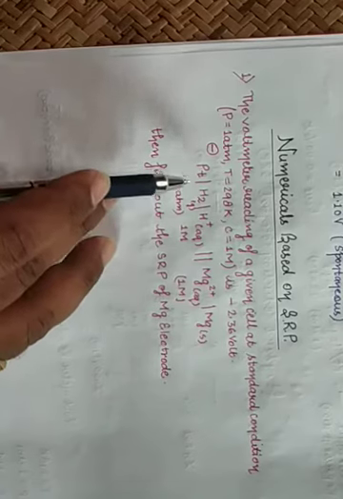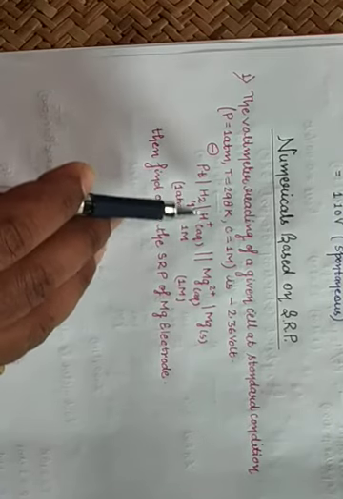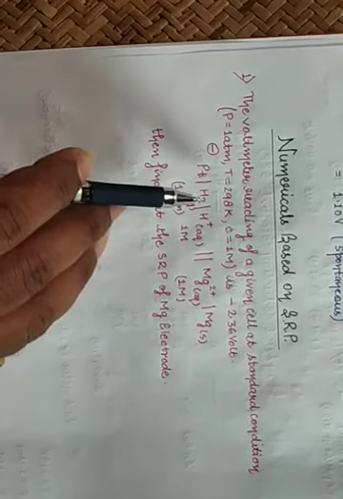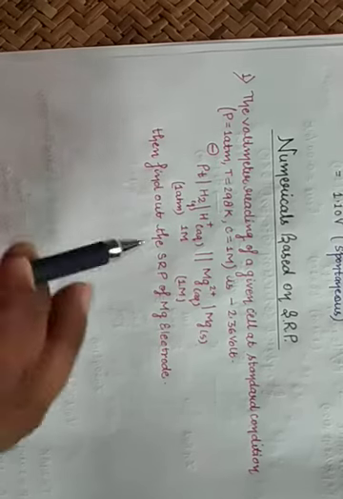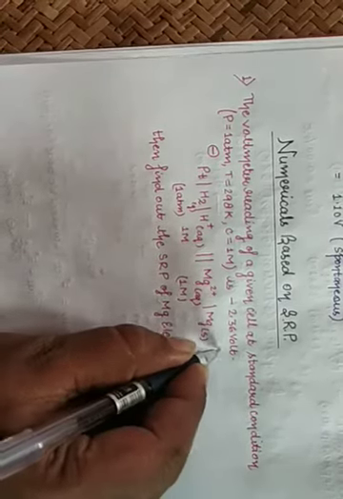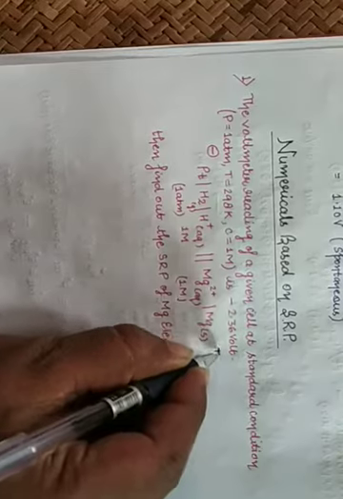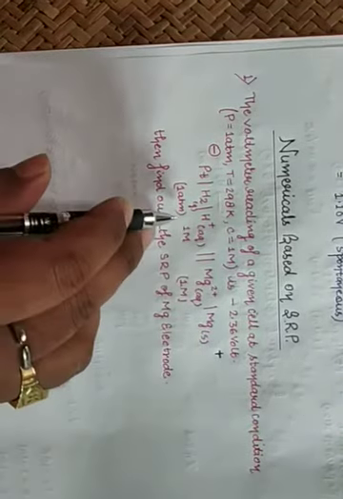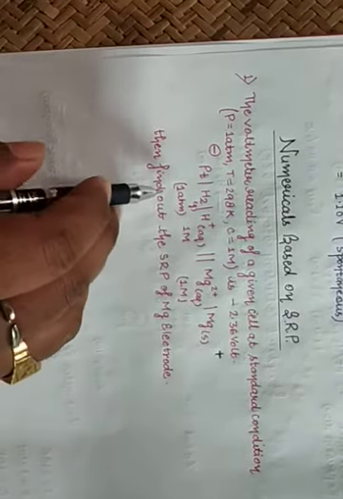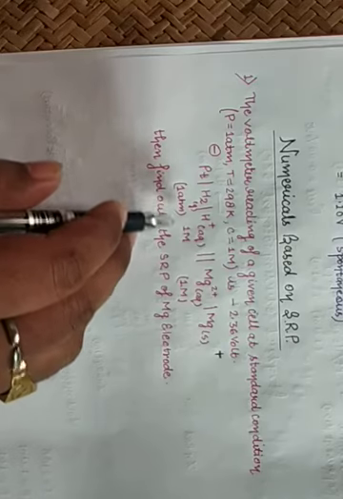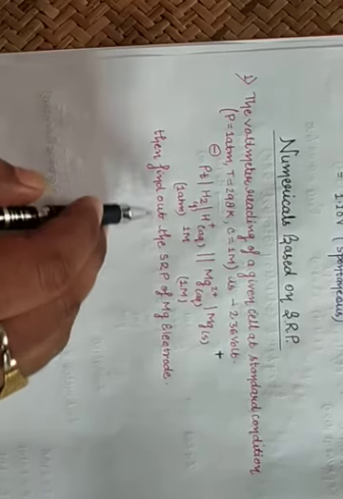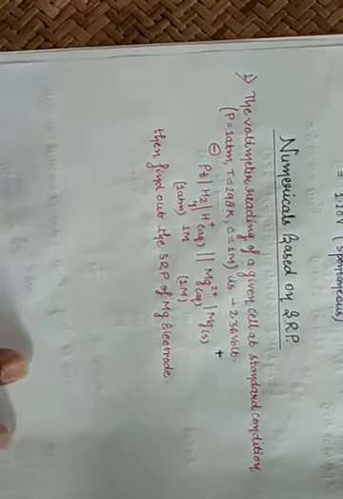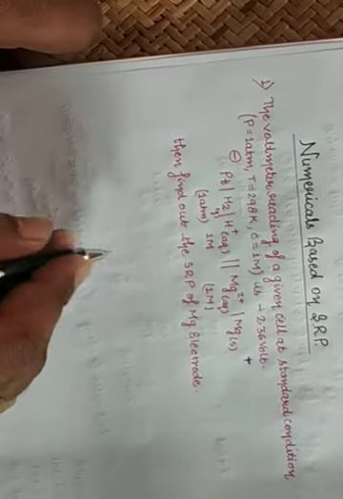Now here is the cell representation. H2 platinum electrode is there on both sides. This is the left hand side and this is the right hand side. So you know left hand side is negative and right hand side is positive. It means there is an anode and there is a cathode. So here the pressure is 1 atm, concentration same. Then find out the SRP of magnesium electrode. Okay, now it's a very easy question.